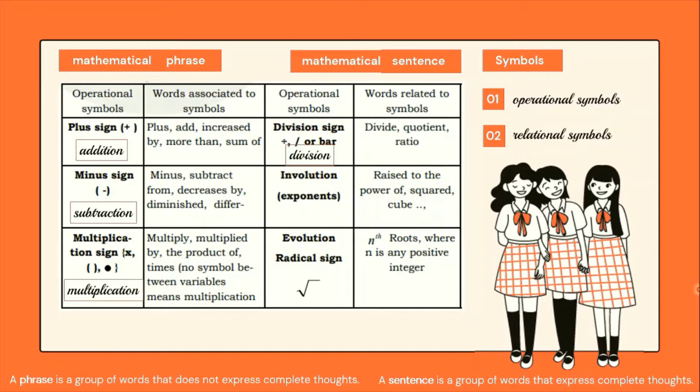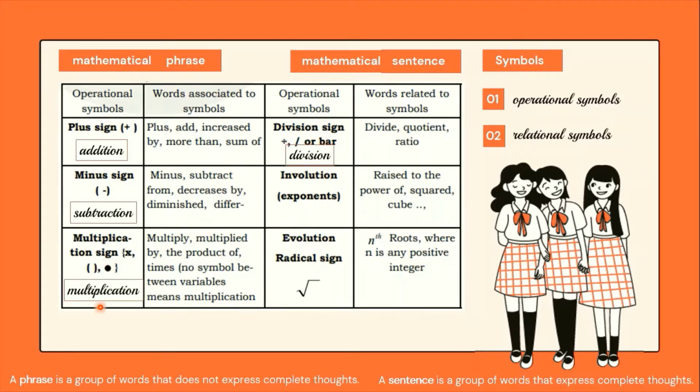Next, we have subtraction. Subtraction is the process or the operation. Ang kanyang sign ay ito. Tinatawag ito na minus sign. So, words associated to this symbol ay minus, subtract from, decreases by, diminished, or difference. Pag nakita natin itong mga words na ito, lahat ito ay nagpe-pertain sa process na subtraction.